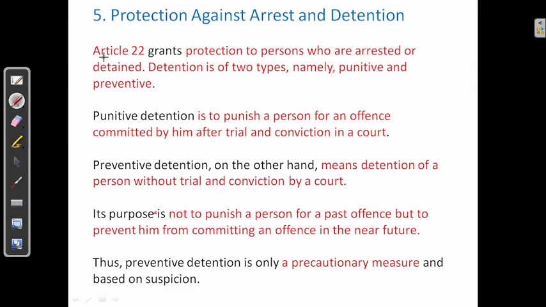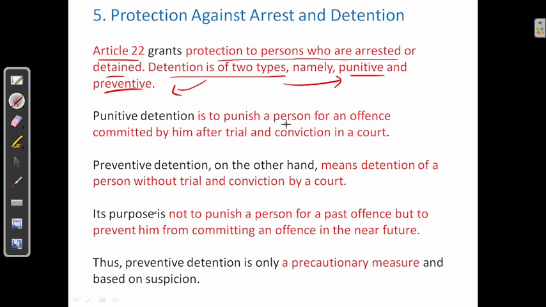Protection against arrest and detention. Article 22 grants protection to persons who are arrested or detained. Detention is of two types, punitive and preventive.